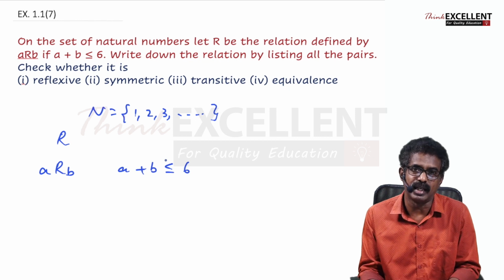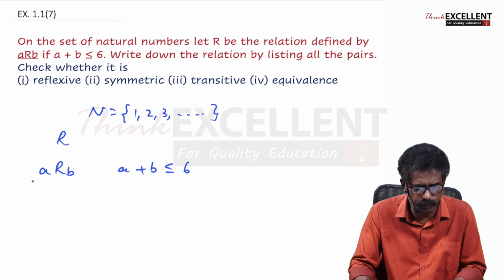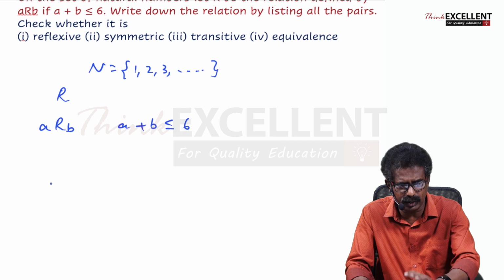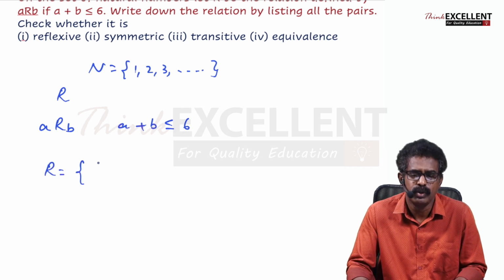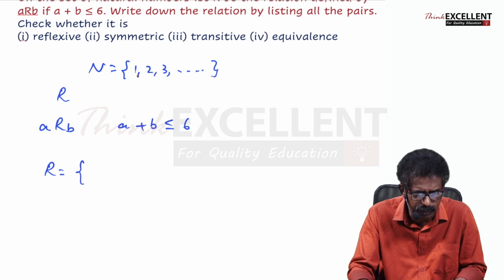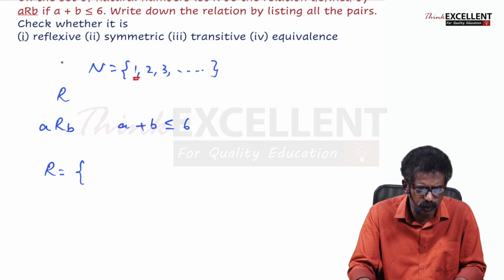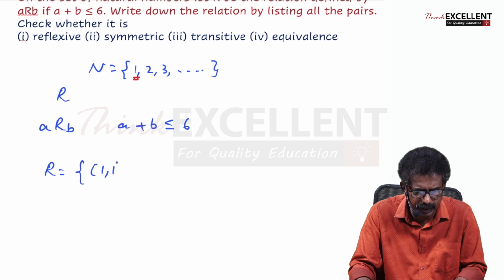Then you say A is related to B. So both A and B are natural numbers. Okay, the total you have to see. So you can write R directly. You start with the first number. What's the first number? 1. So you can take 1, 1. A value 1, B value also 1.